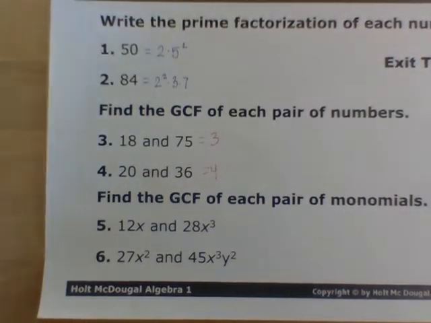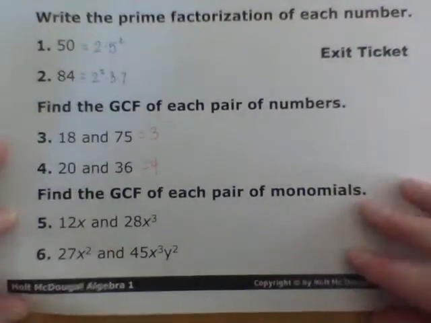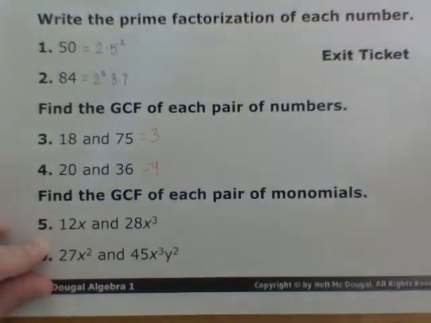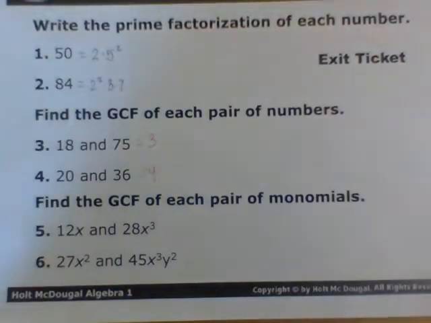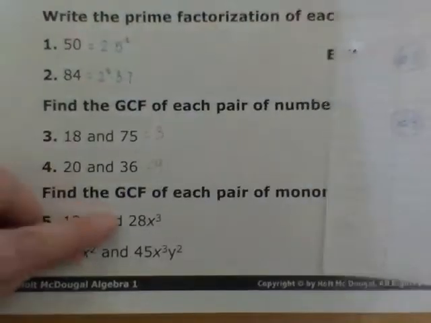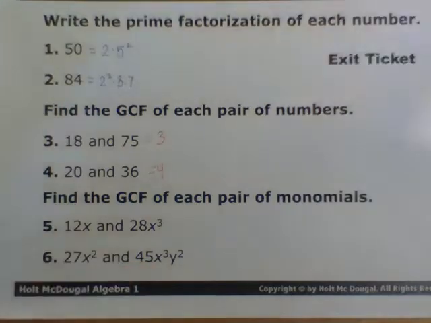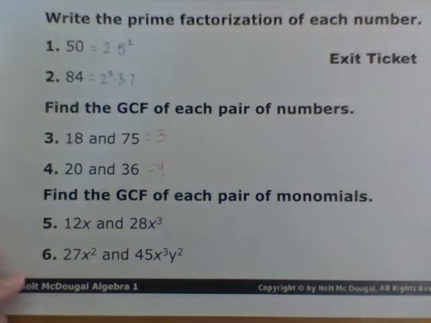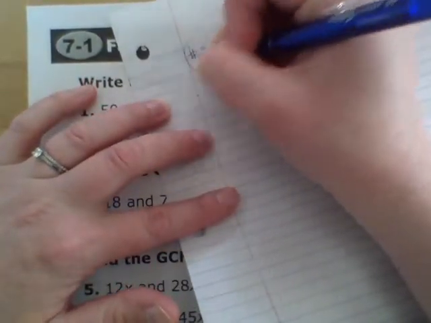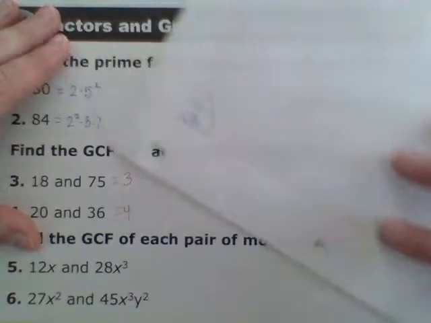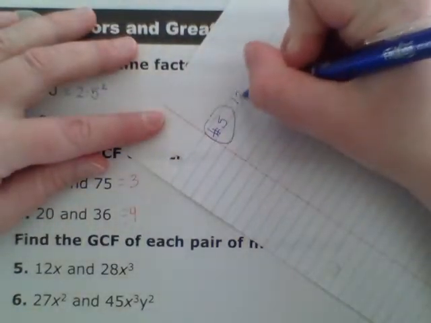Just getting rid of the glare there. All right. So the next two problems are finding the GCF of each pair of monomials. So if we go through finding that, remember that we are going to list them kind of like we did here, only now there's going to be variables involved as well. So in number 5, we are looking at 12x and 28x cubed.